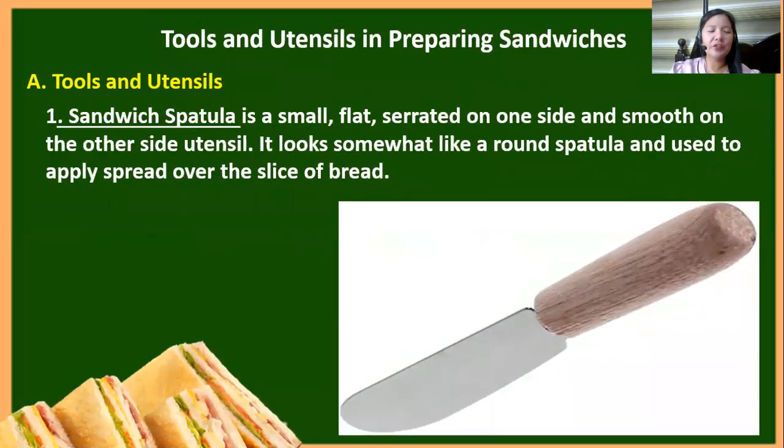So what are the tools and utensils used in preparing sandwiches? The first one, we have the sandwich spatula. It's a small, flat utensil, serrated on one side and smooth on the other side. It looks somewhat like a round spatula and is used to apply spread over the slice of bread.